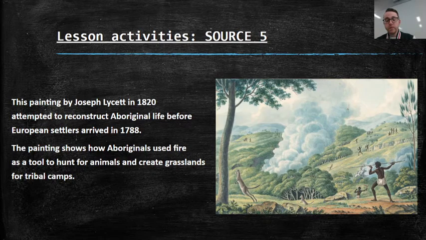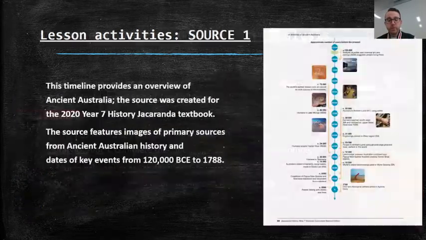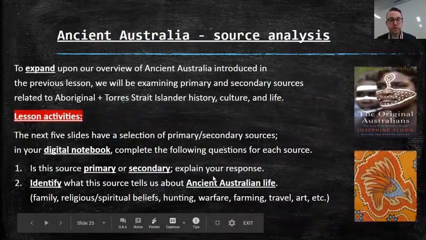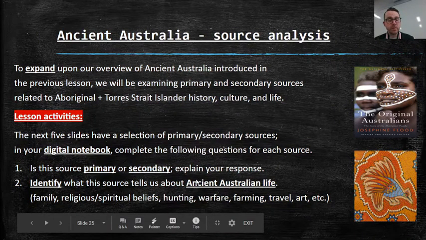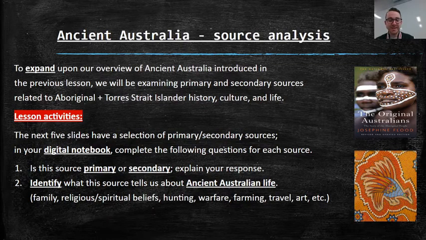So you've got 5 sources there, primary or secondary sources, I won't tell you, you tell me. Write it in your digital notebook, and then tell me 1 or 2 sentences. It doesn't have to be an essay length response, because we haven't really done a lot on those topics, but we will. So a couple sentences about what you can learn from this object about ancient Australian life. Cool? Alright. If you've got any questions, please let me know.